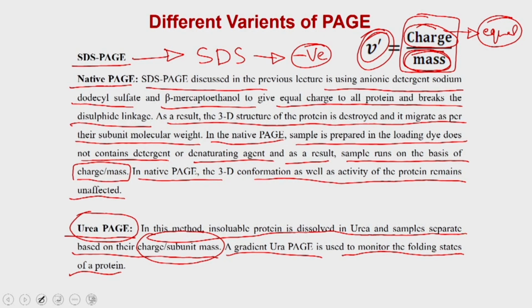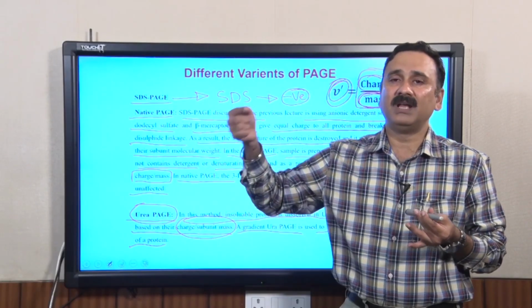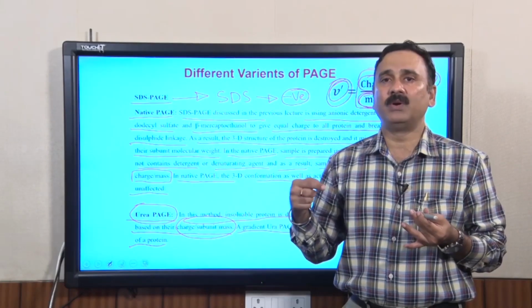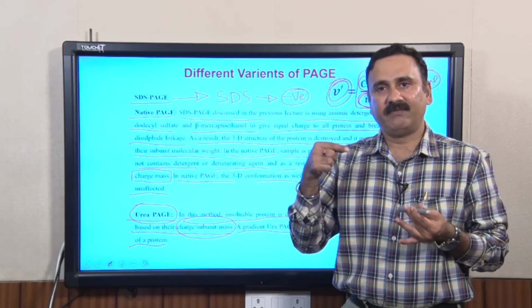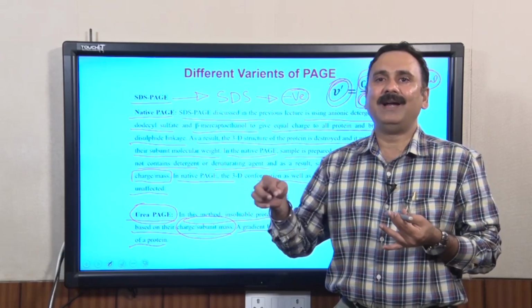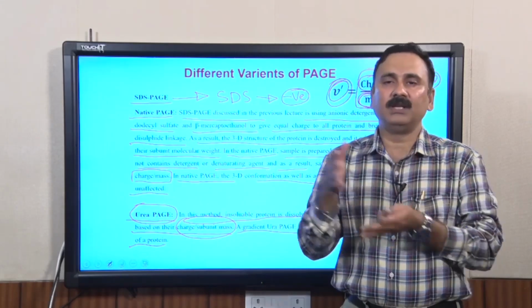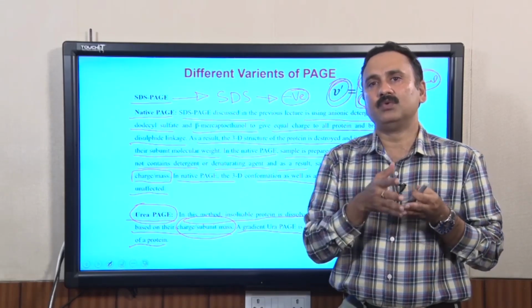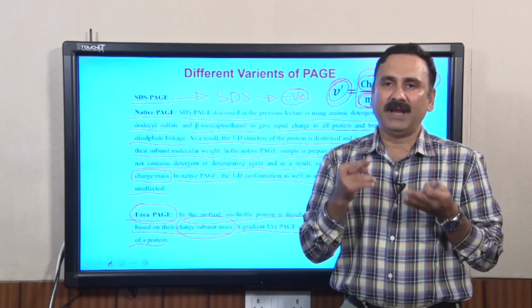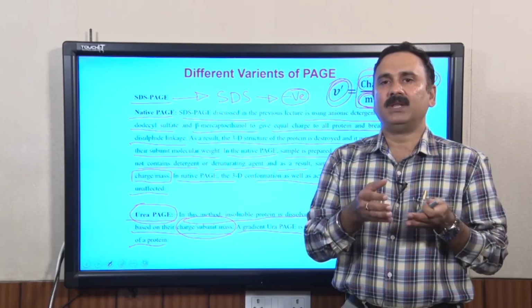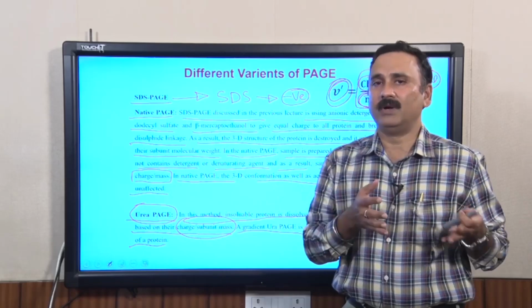So, even in the presence of urea, the proteins still run as per their charge by mass ratio, and that has an advantage: in the presence of urea you can monitor how the 3-dimensional conformation of a protein is affected if you add different amounts of urea. That is how you can use the urea PAGE to monitor protein folding or unfolding kinetics.